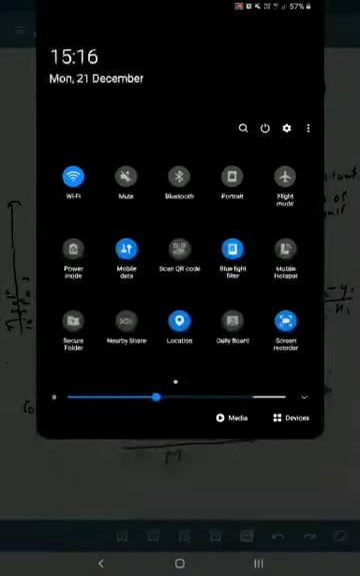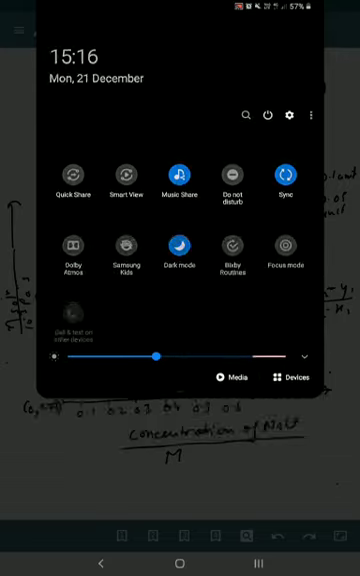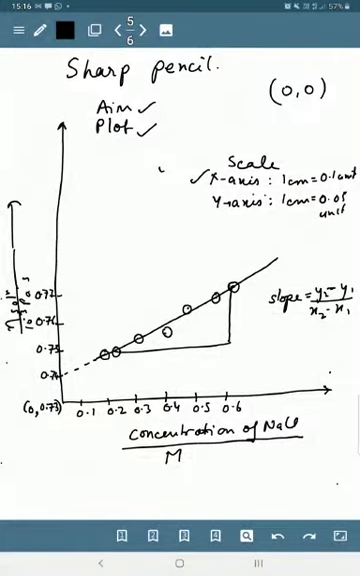Where is the capture? Still working. How do we stop?